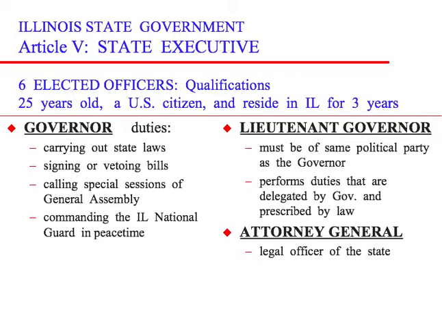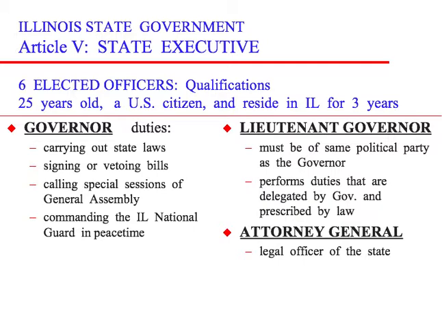Looking at the executive branch, Article 5, the state executive has 6 elected officials. They must be 25, a U.S. citizen, and live in Illinois for at least 3 years. The biggest one, your governor, carries out the laws, is in charge of the National Guard in the state, and can sign and veto bills.